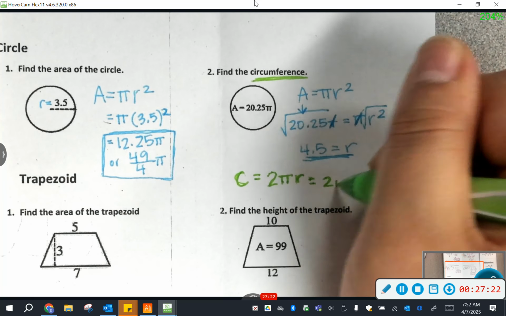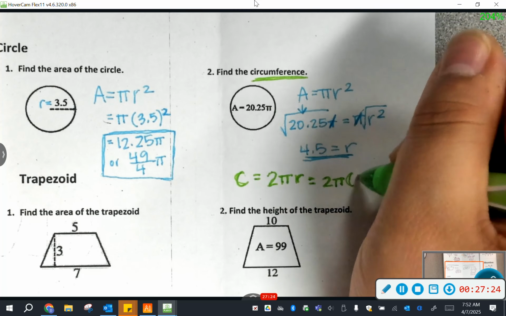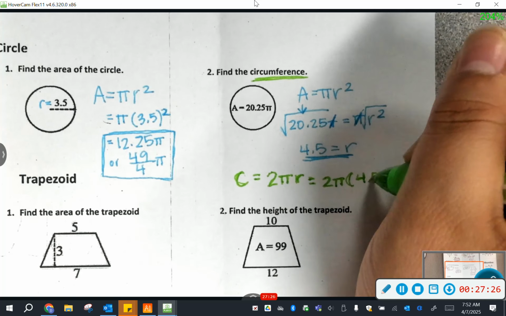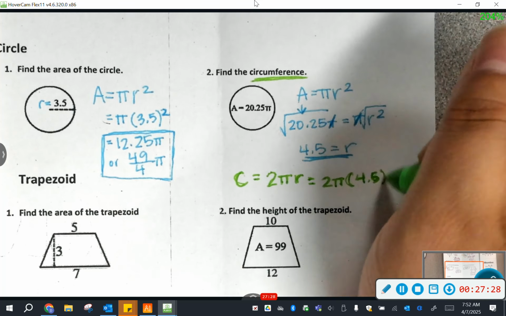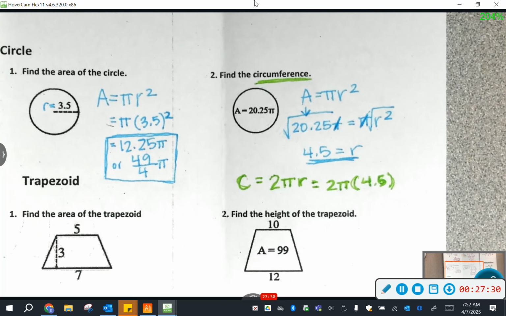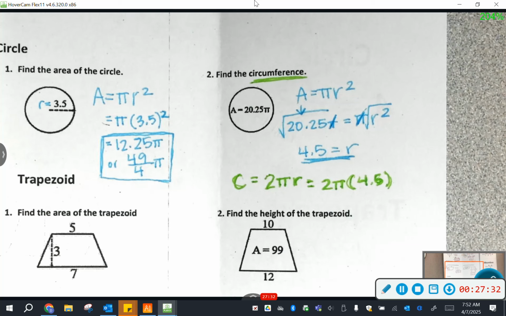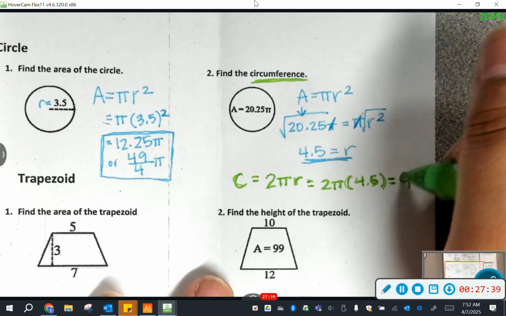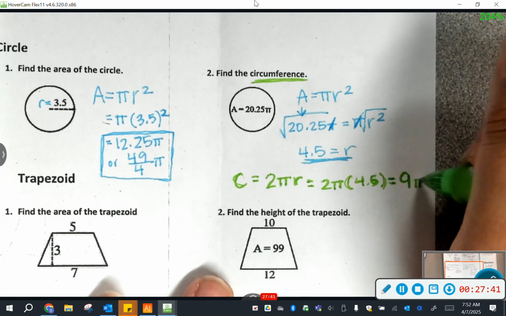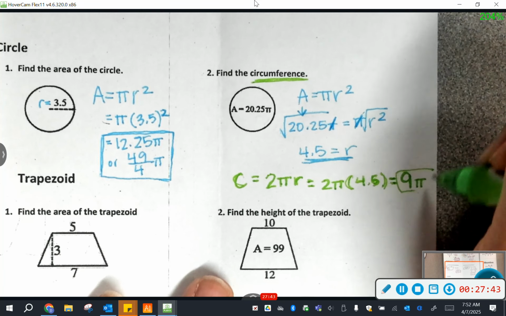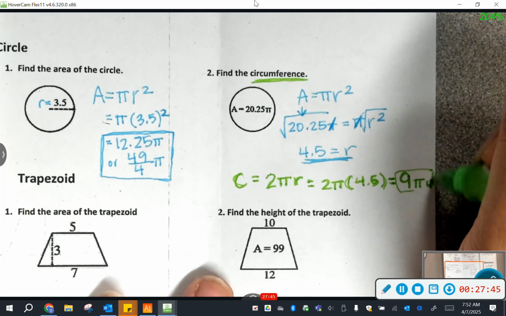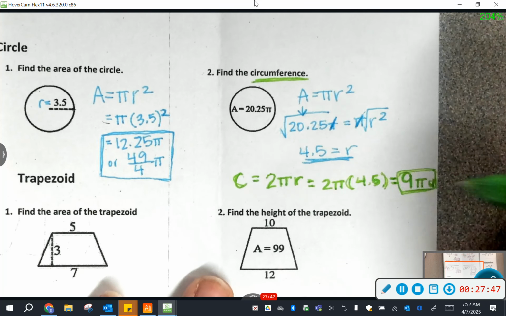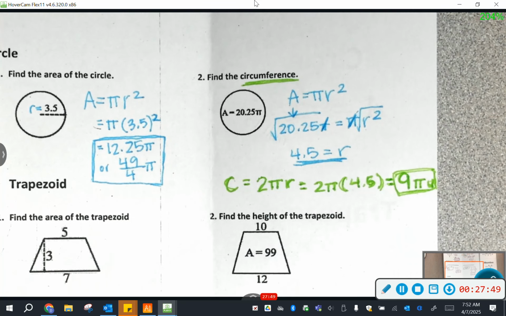So 2 pi times, what's my radius? 4.5. And again, when we're putting this in the calculator, do we put pi? No. What is 2 times 4.5? So my answer here is 9 pi. And it is just, like, circumference is just perimeter. So it's just u, no u squared.